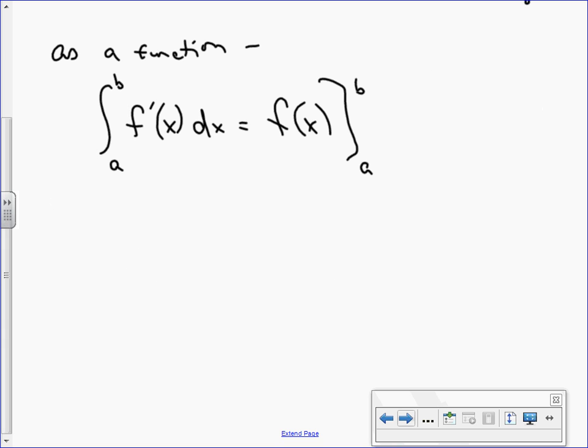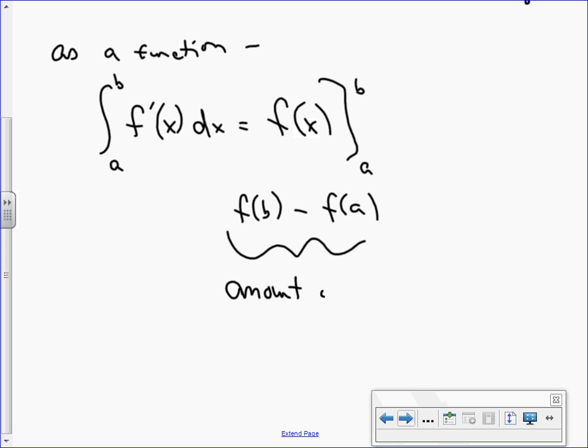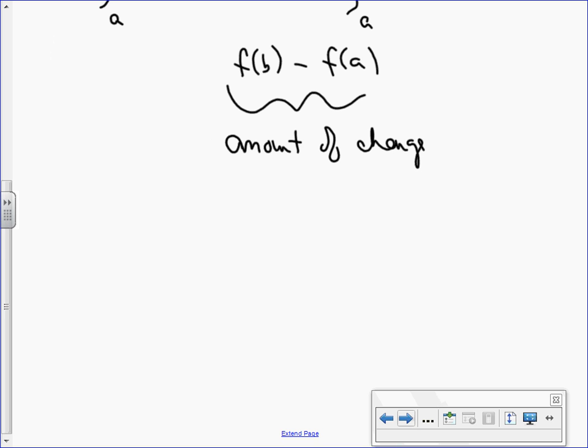Evaluate it from a to b. And what you get here is an amount of change. How much something changes. That's going to be sort of critical to some of the application problems that we're going to have over this unit. So let me give you one quick example with velocity.